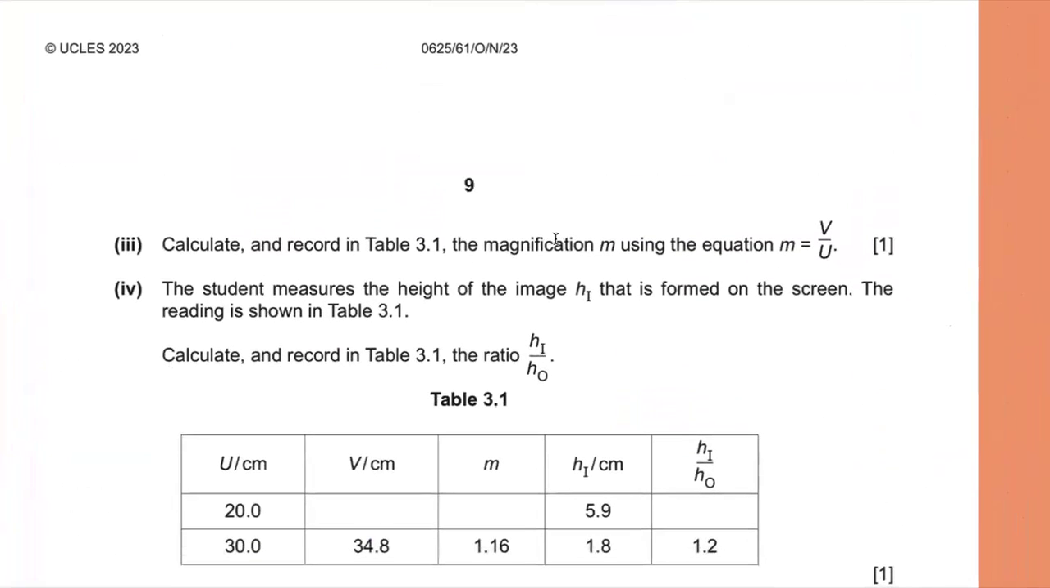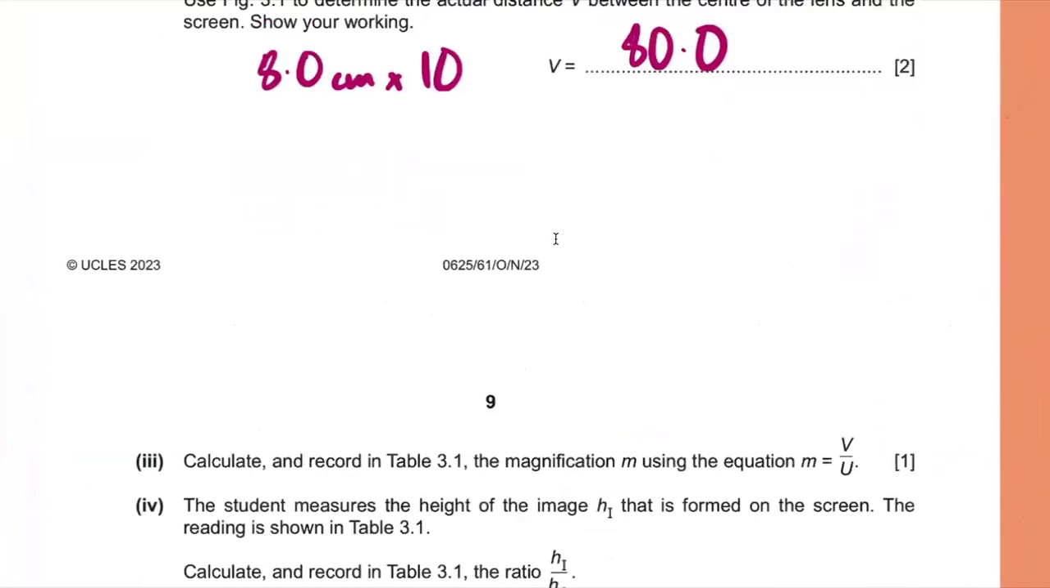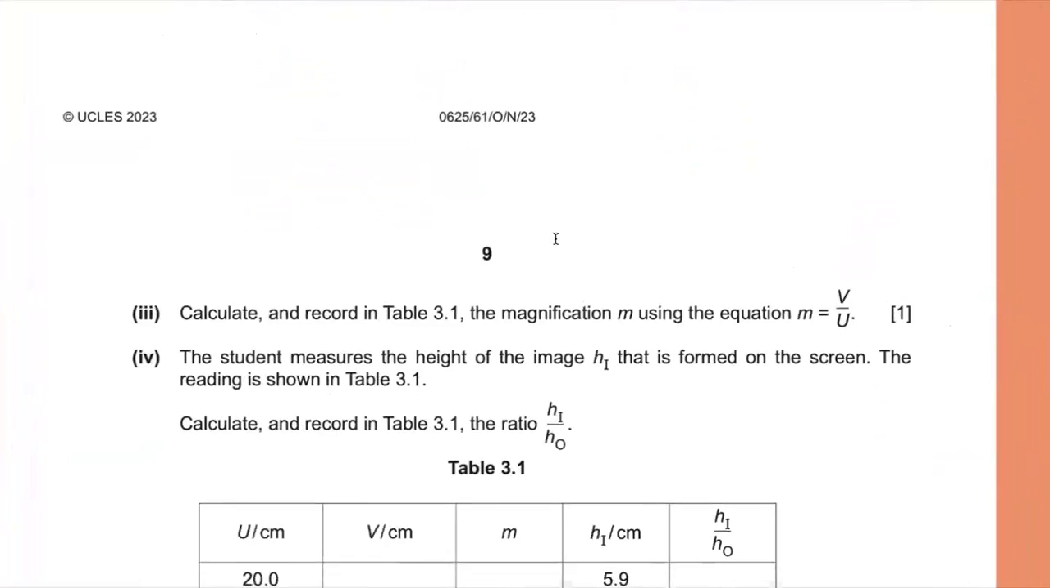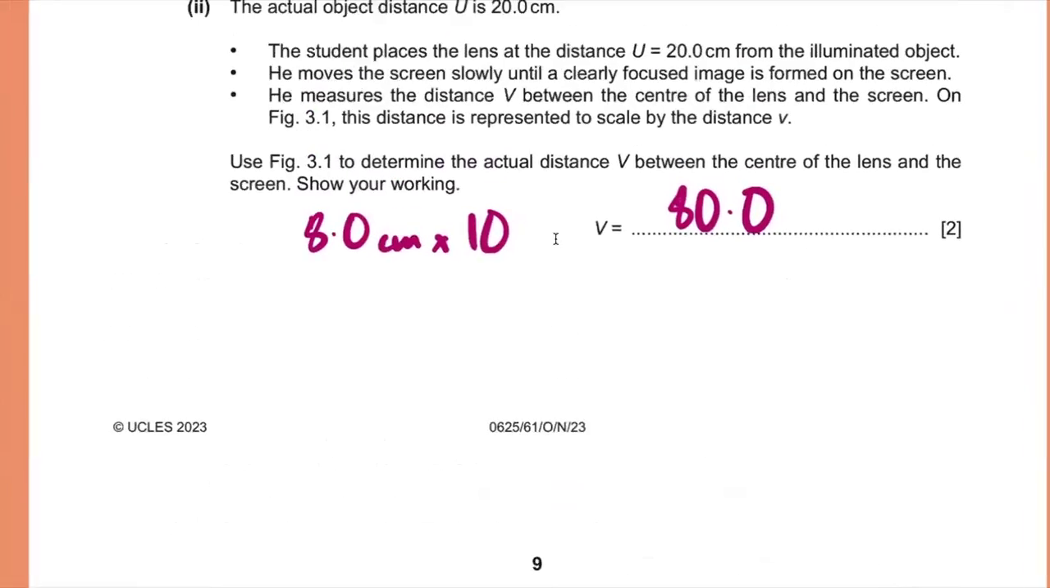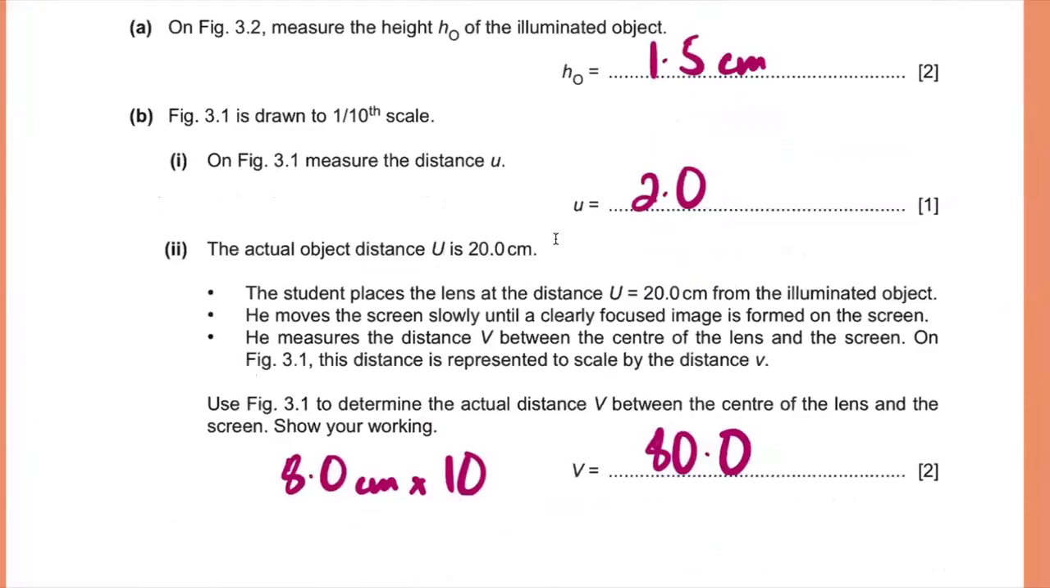M equals v over u. Yeah, so we do have to use this value. So v is our 80.0. So m from here turns out to be 80 over 2, which is 4.00, if you write it like this. And hi is given, h0 we just found out, which is 1.5.